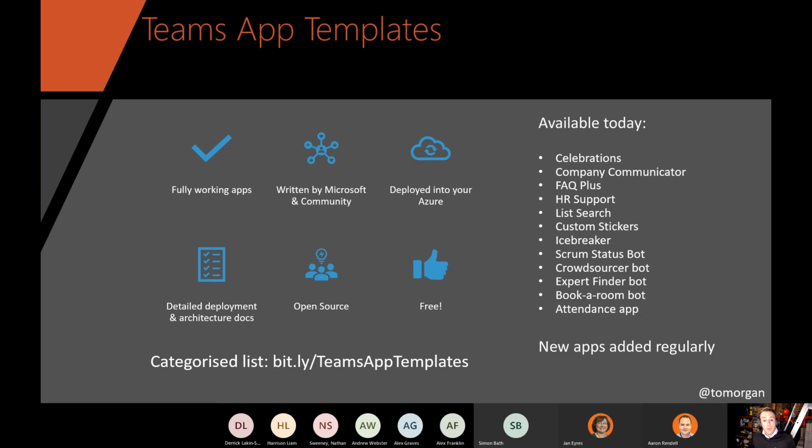All the code for them is on GitHub. And today there's a whole bunch of them. They cover a variety of common business scenarios, such as the icebreaker bot. I think we've seen Company Communicator as well. There's a bunch of other ones, like Expert Finder. I've categorized a list, with the links at the bottom, because it was kind of confusing to see what they were and what they were all for. So I've categorized them into different buckets for the business. And they're adding new ones all the time, which is really interesting.